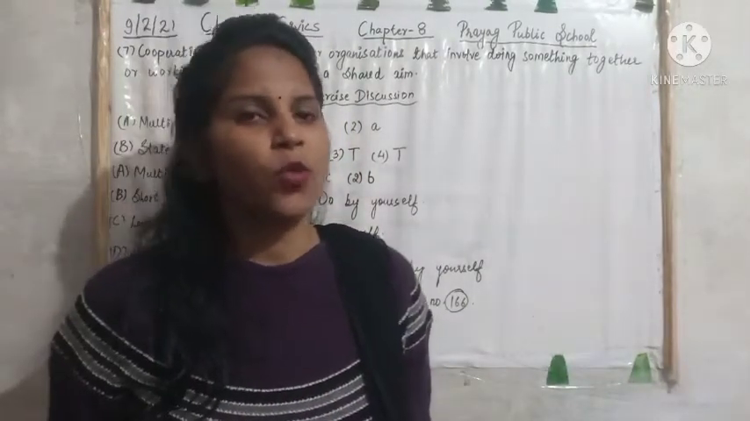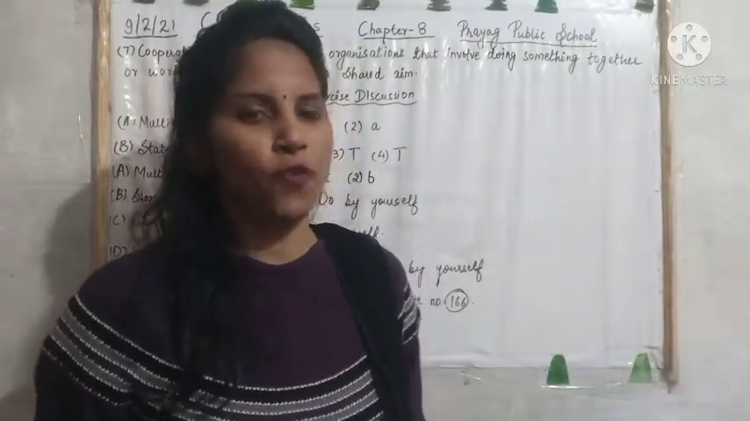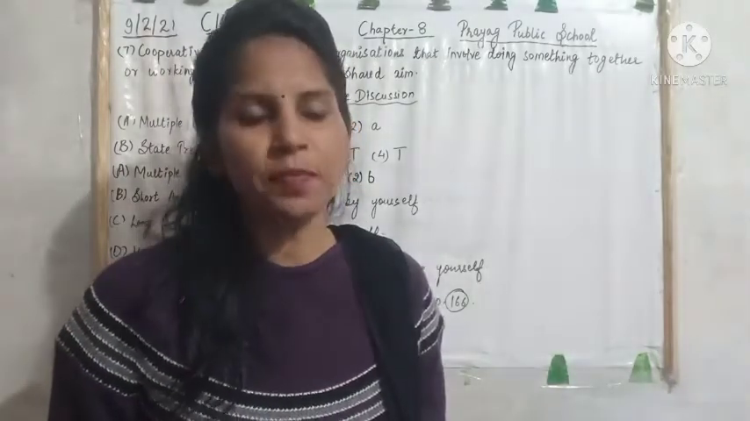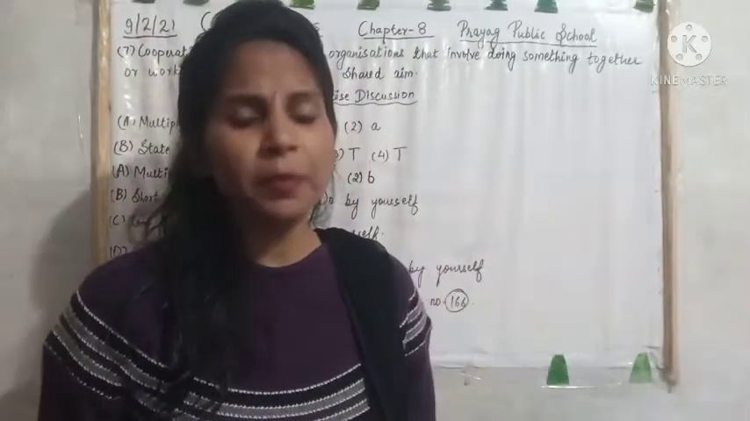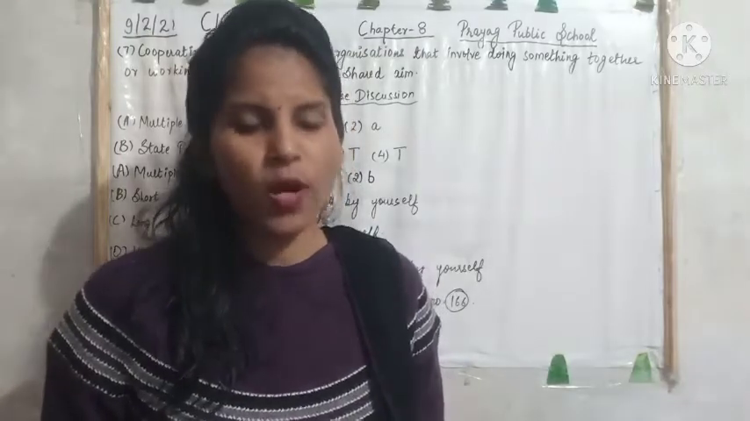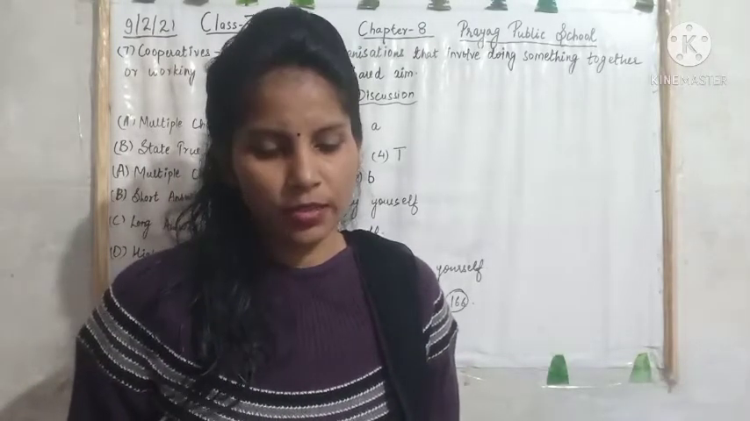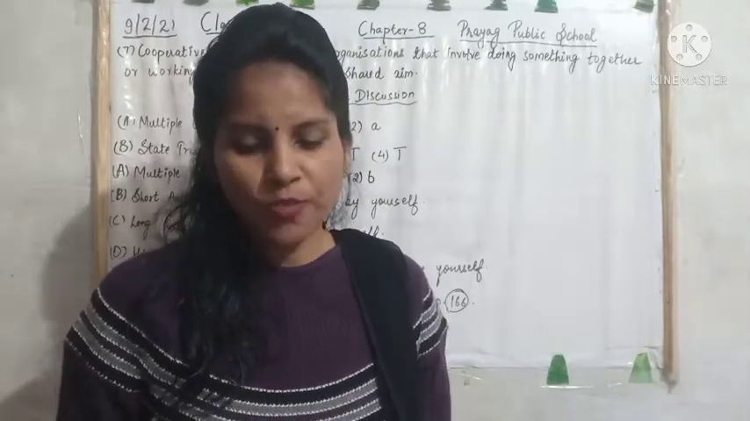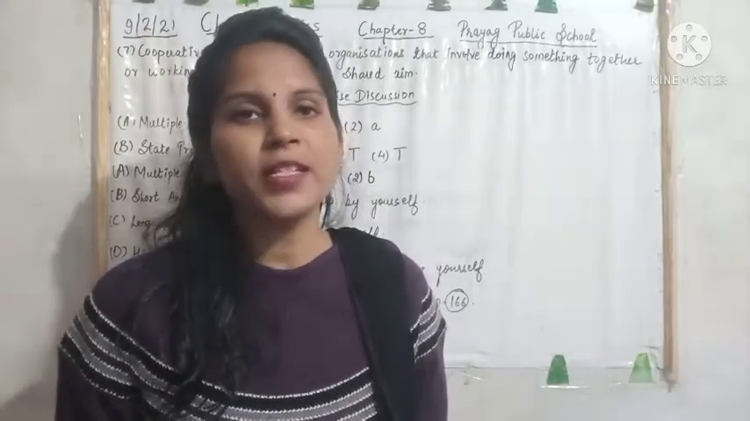Now we will start with the exercise discussion of our chapter. So children, please open page number 266. The first question is multiple choice questions. Tick the correct options. First one, what is a market? Option A, a place where we buy medicines. Option B, a place to popularize products.